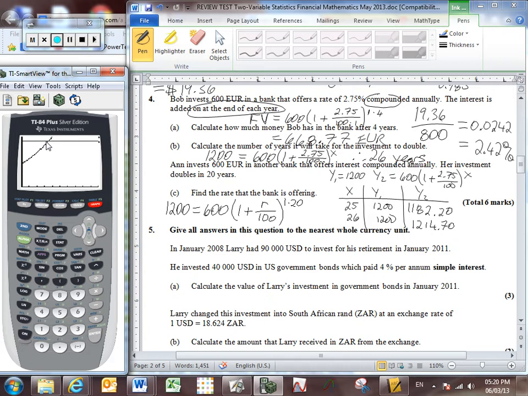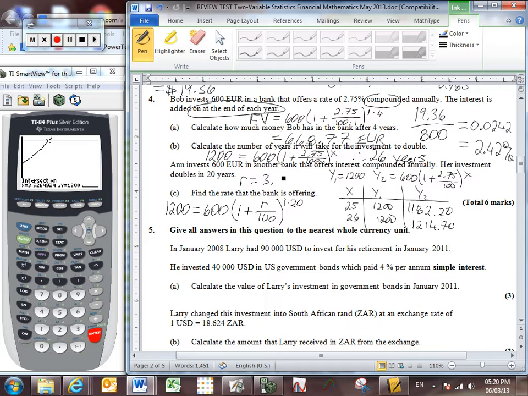Alright, we can see that the interest rate is going to be about there. It looks like 3-point-something%. Let's find the exact amount. Second calc, intersect. Our first curve is the horizontal, the y1. The second curve is that growing one, the y2. My guess is fine, my cursor's fairly close already, and I end up with a value of 3.53%. And so our interest rate is 3.53%.